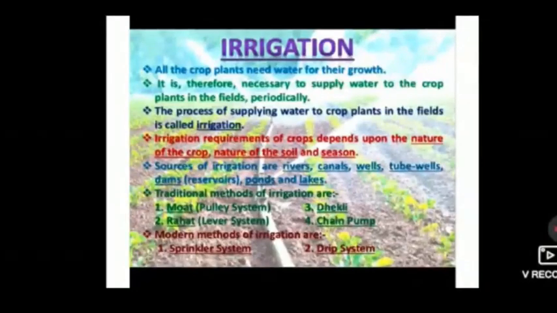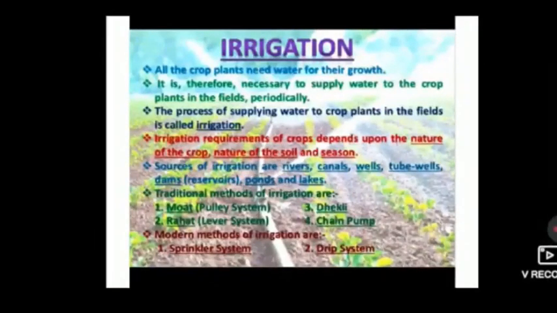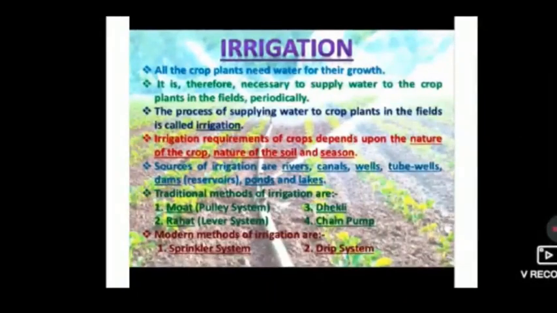So write down the definition of irrigation. The process of supplying water to the crop plants in the field is called irrigation. And the sources of irrigation are river, canal, wells, tube wells, dam, ponds and lakes. The traditional methods are moth, rahat, dhekli and the fourth one is your chain pump. And the modern methods are sprinkler system and drip system.